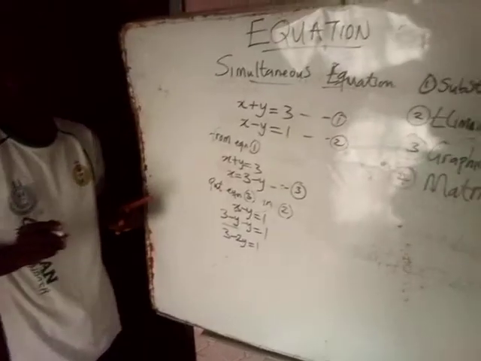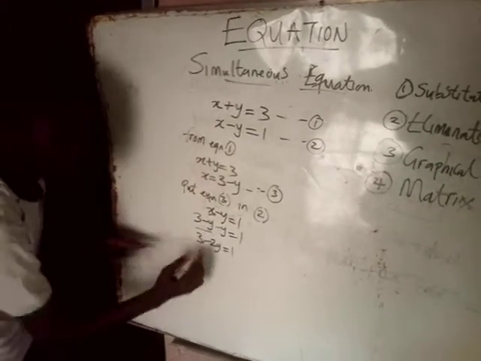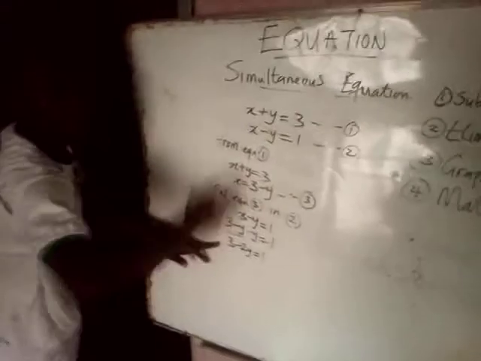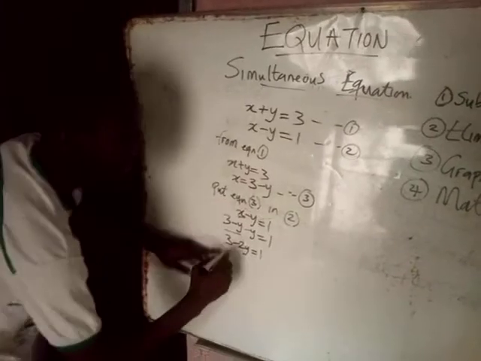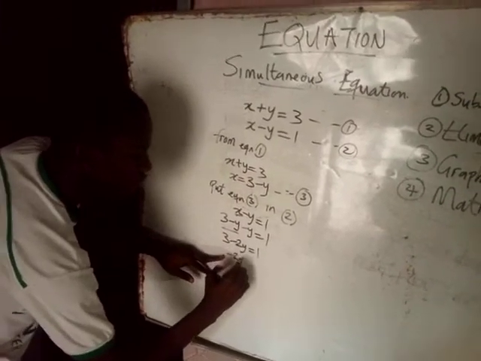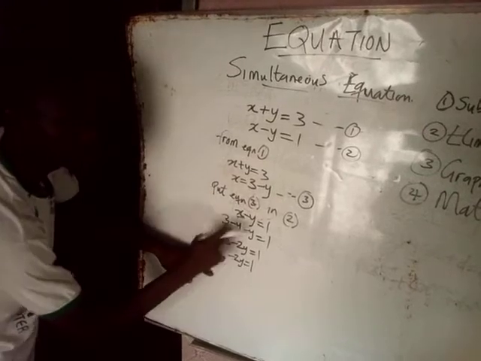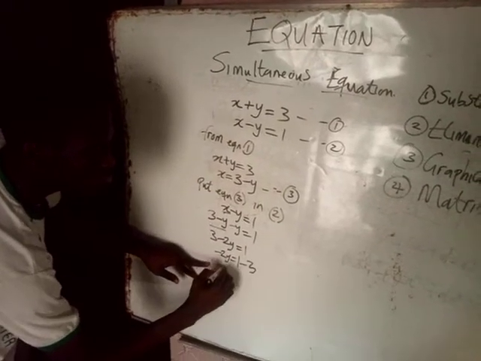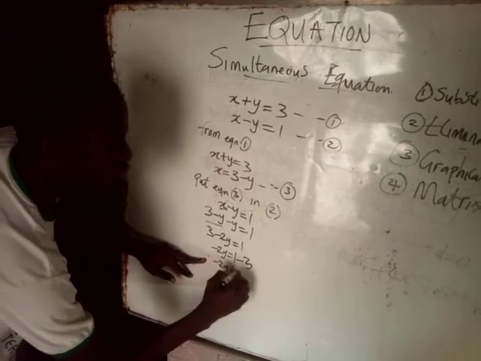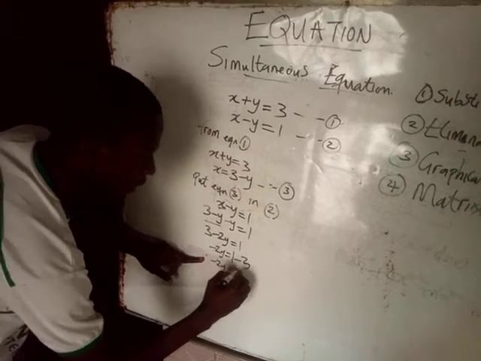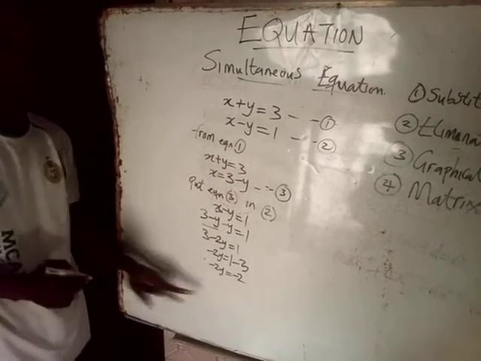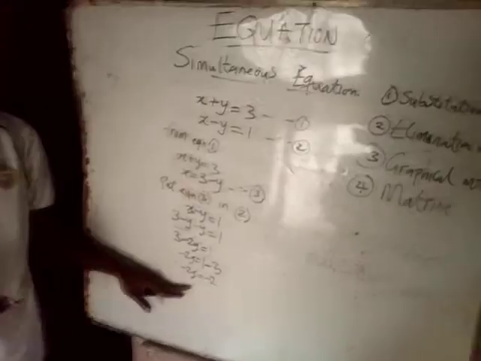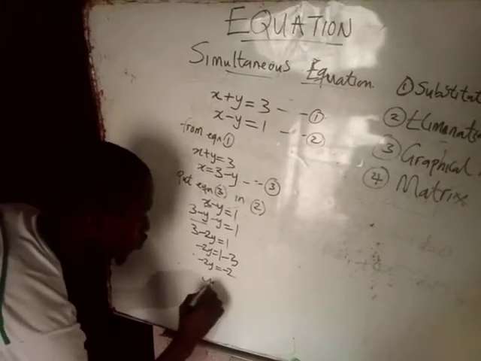Is it clear? So here now, like we said, take this 3 to the other side. If you take it to the other side, it will be minus 2y is equals to 1 minus 3. Then 1 minus 3 will give you minus 2. So you divide both sides by minus 2. Your y will be equals to 1.